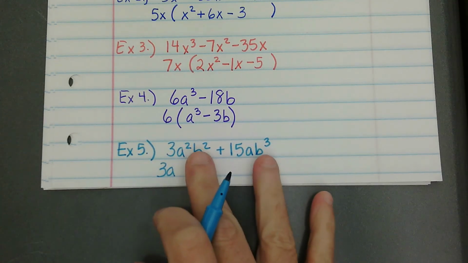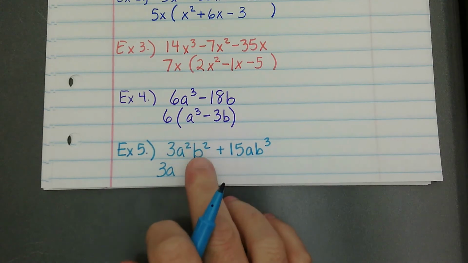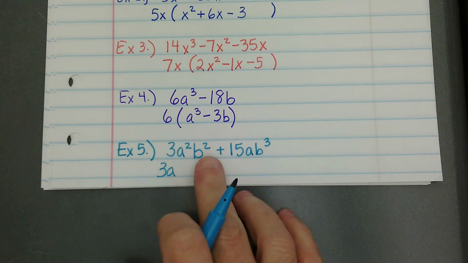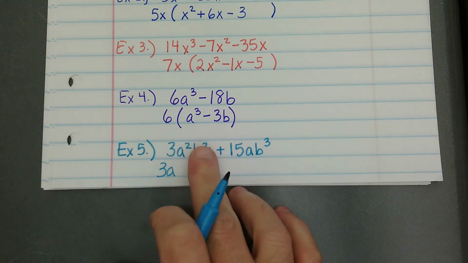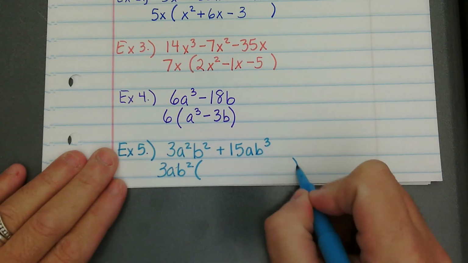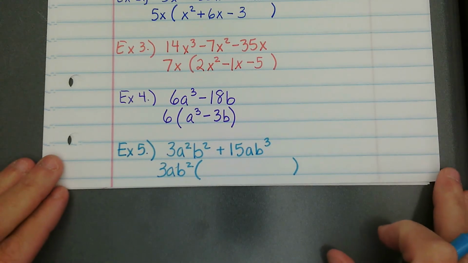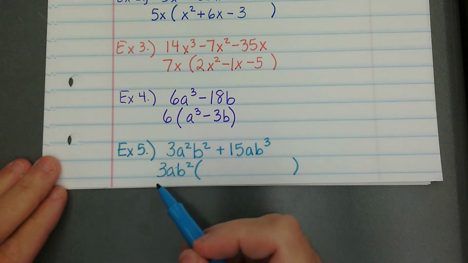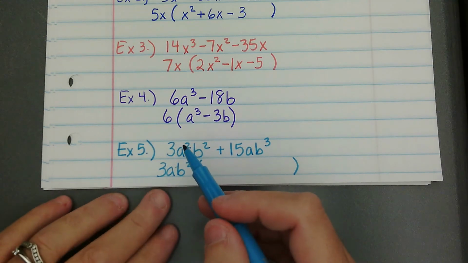Do both terms have a b? Yes. What's the lowest exponent that I can pull out for a GCF for the b's? B squared. So our GCF for this question is 3ab squared. Now what we need to do is divide the coefficients. So 3 divided by 3 becomes 1. We're going to subtract off those exponents.